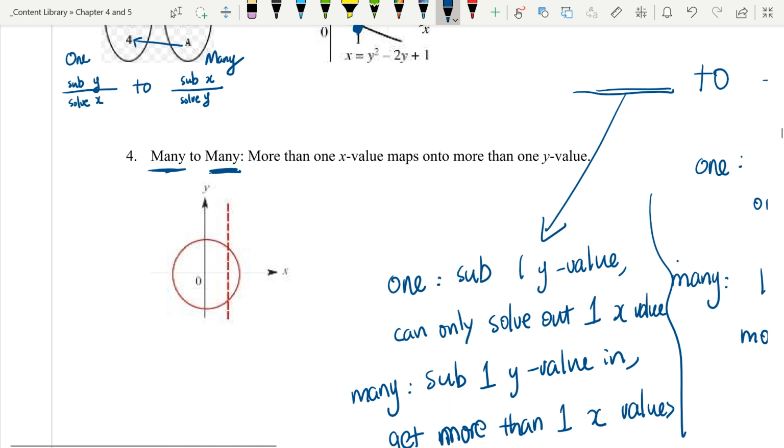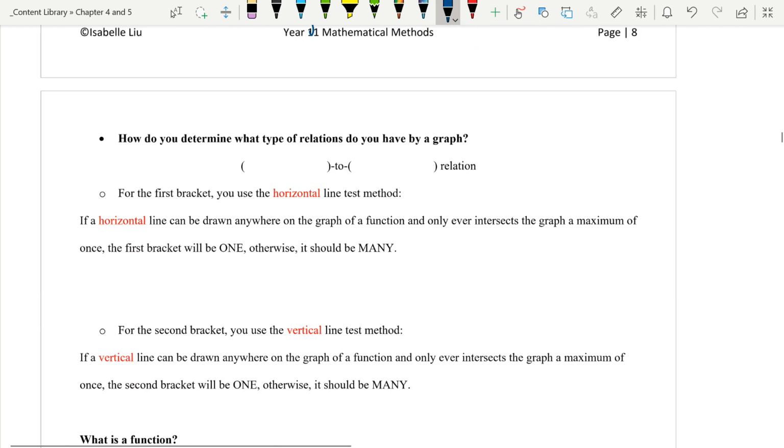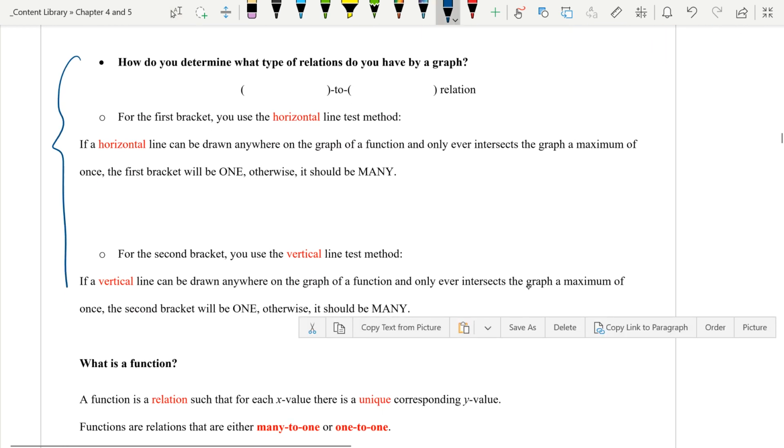All right, go to the next page. Well, the whole paragraph here is explaining how to do the test, how to find what kind of relation that is. If you forgot, you can just read that.